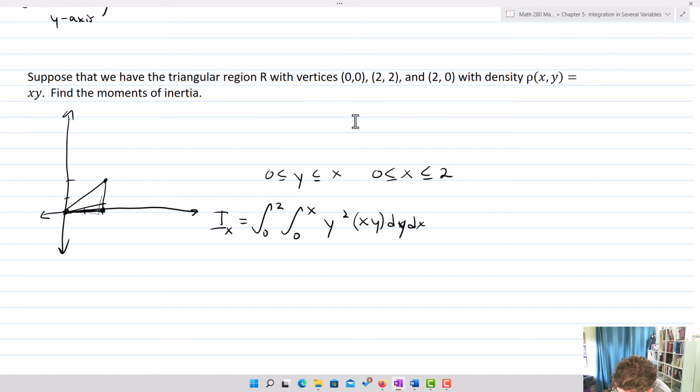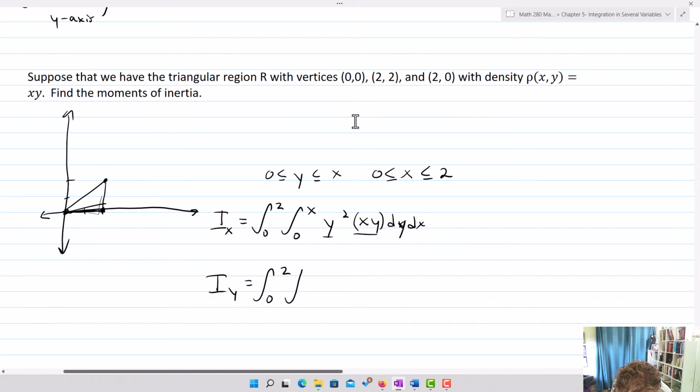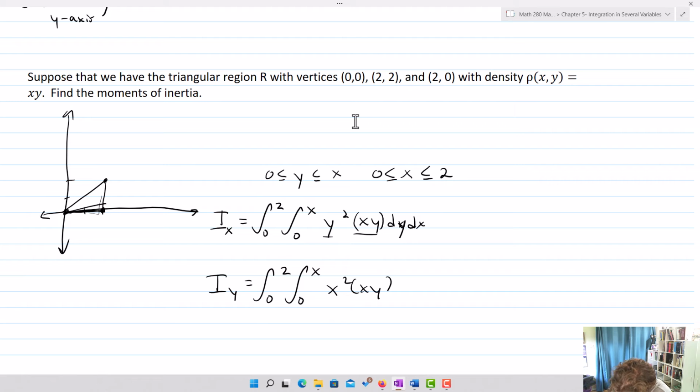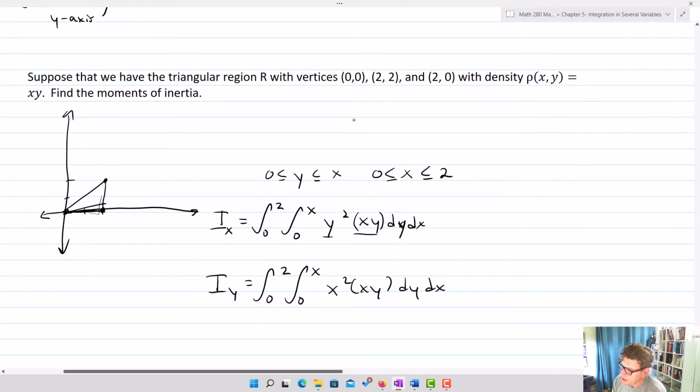Okay, there we go. So that's our y squared times our density function. And then Iy is going to equal the integral from 0 to 2, 0 to x of x squared times xy dy dx. And those are our moments of inertia. You just go in, evaluate the double integrals, there you go.